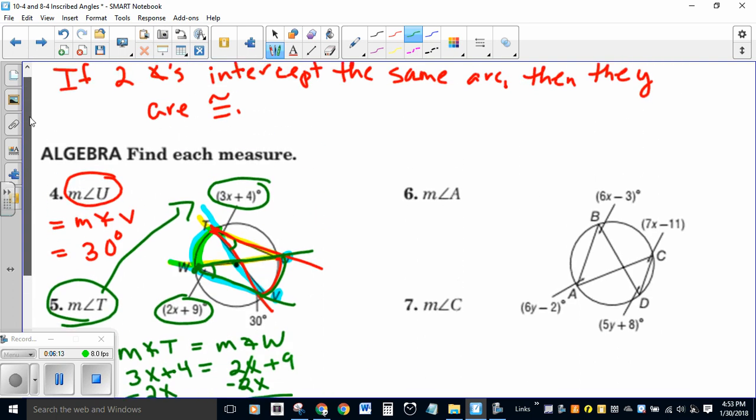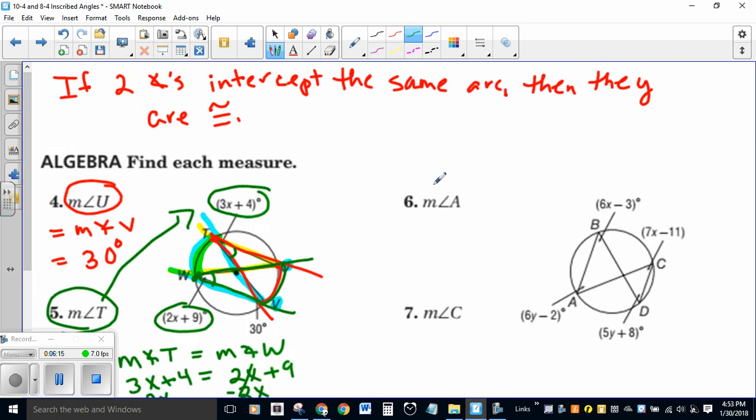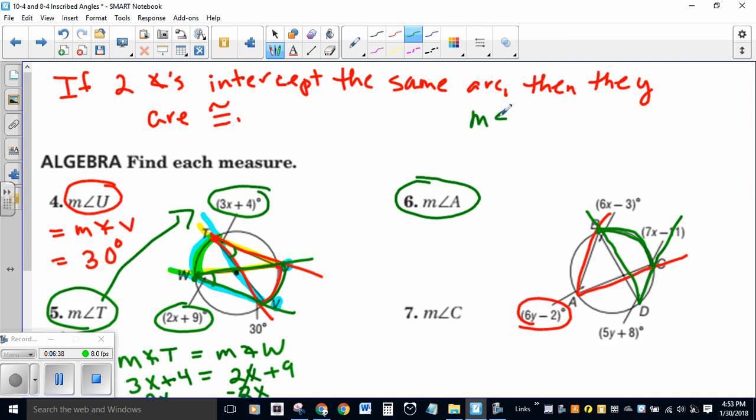Numbers 6 and 7 are similar to that. On number 6, they want us to find the measure of angle A. So angle A goes this way, and it's the 6y minus 2. That intersects this arc BC. Angle D also intersects arc BC, so therefore they're equal. So that means the measure of angle A is equal to the measure of angle D. So this angle is congruent to this angle.